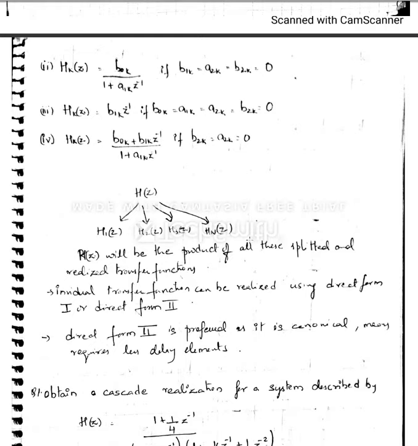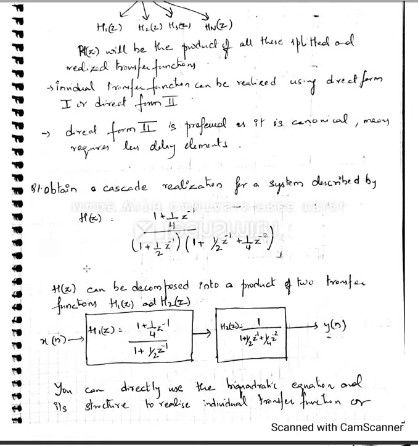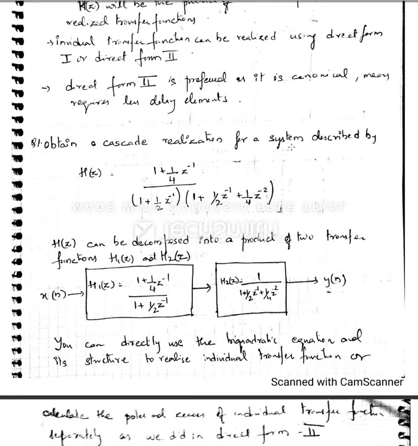So I have just written H(z) split into multiple transfer functions in order to make the realization easier, and H(z) is a product of all of these. You should remember that in a cascade form, you have your realized individual structures placed successively, one after another. For this you can use direct form 2.